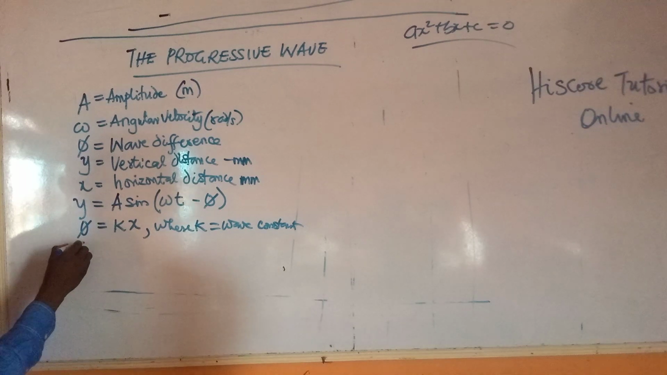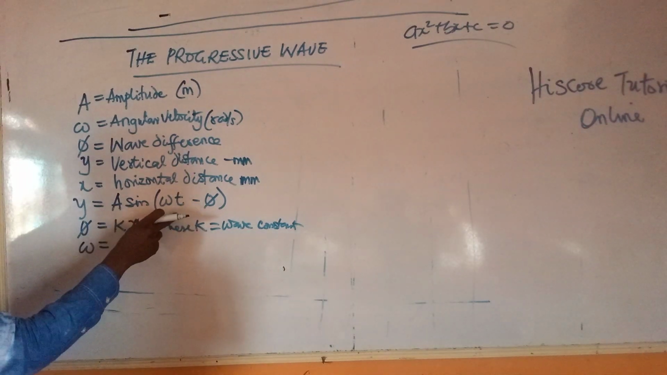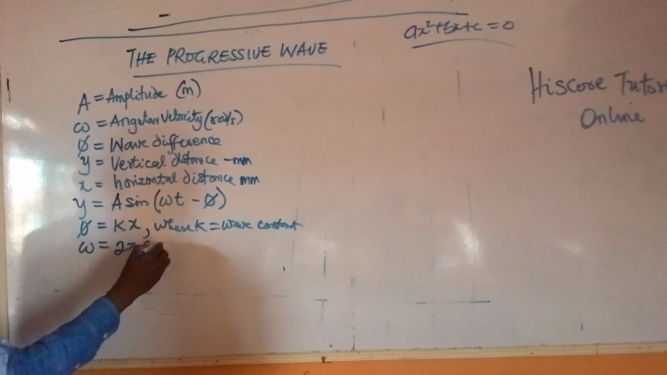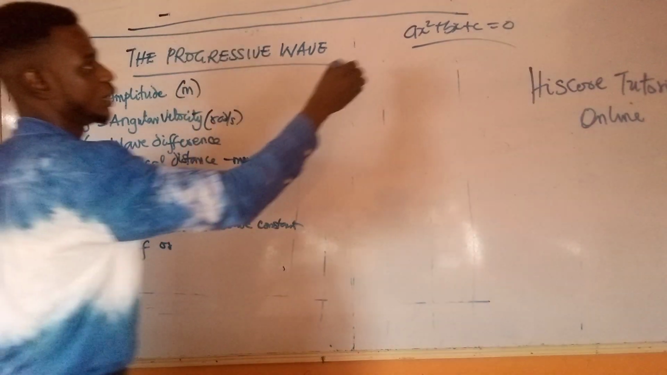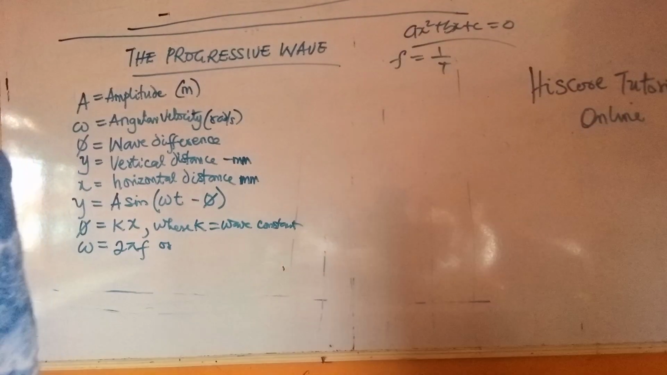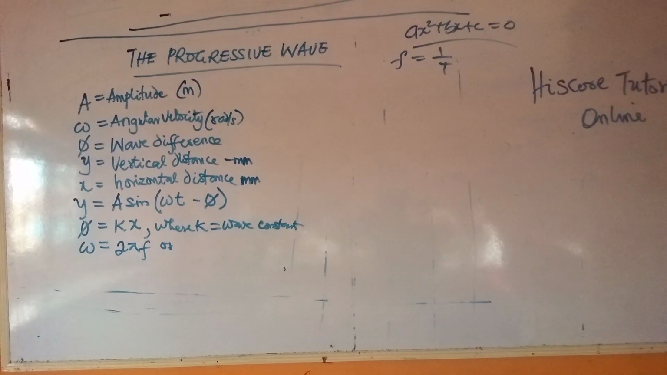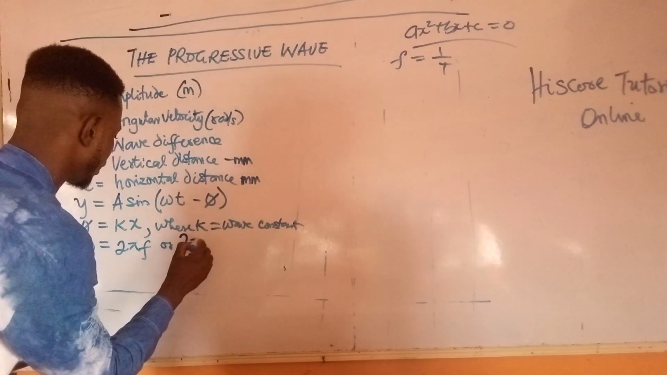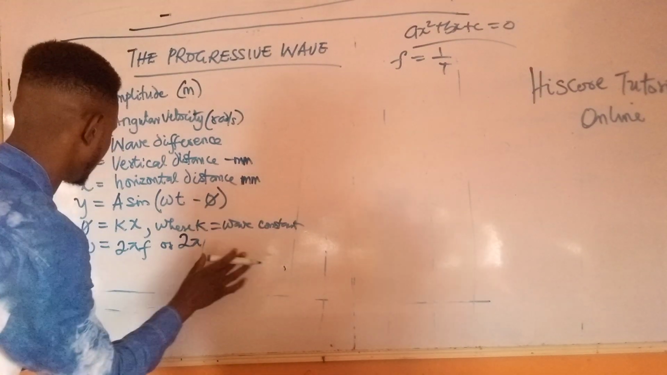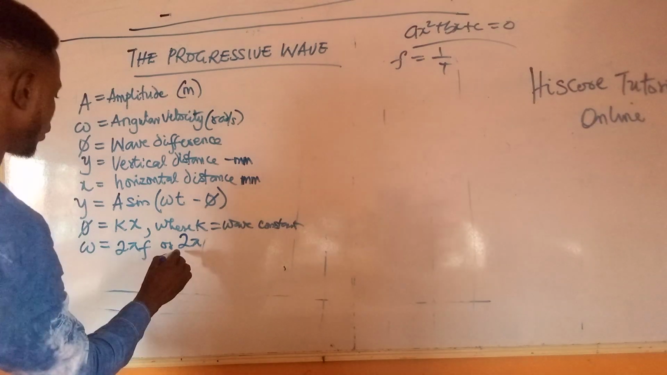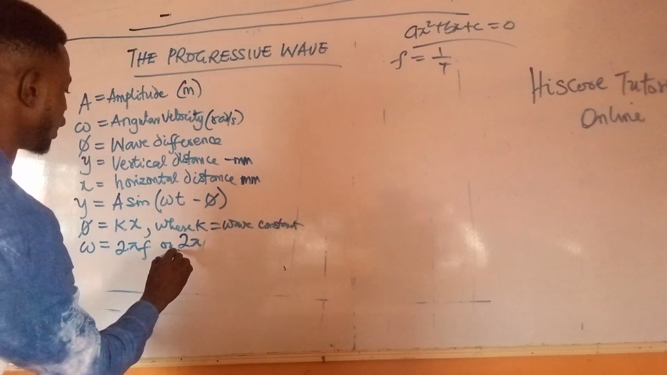When omega is given as 2 pi f, because f is equal to 1 over capital T. Do you remember this? Frequency is the inverse of period. Are you following? So, omega is 2 pi f, or 2 pi over T.